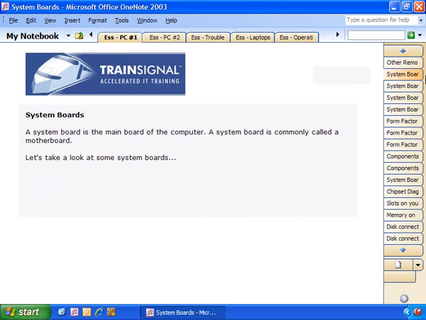All right, now let's take a look at system boards. A system board is the main board of the computer. A system board is commonly called a motherboard. So let's take a look now at some motherboards.